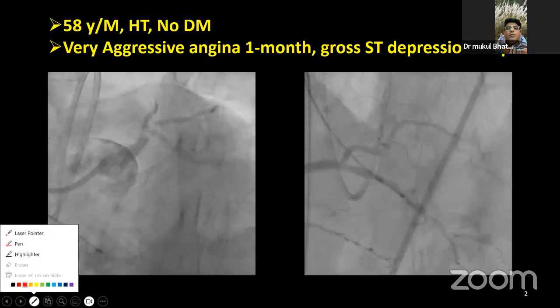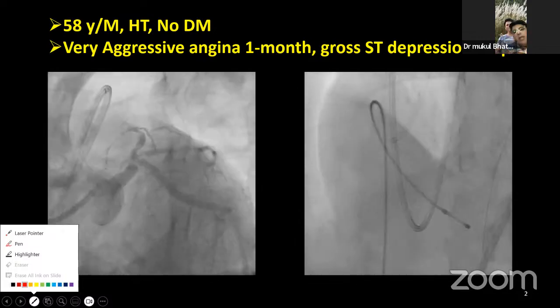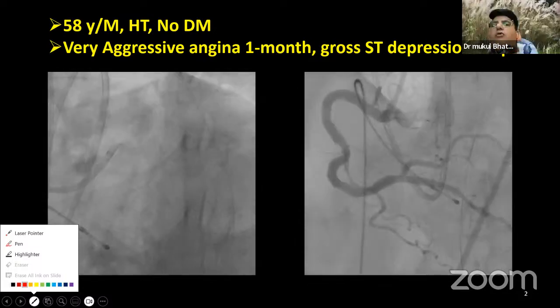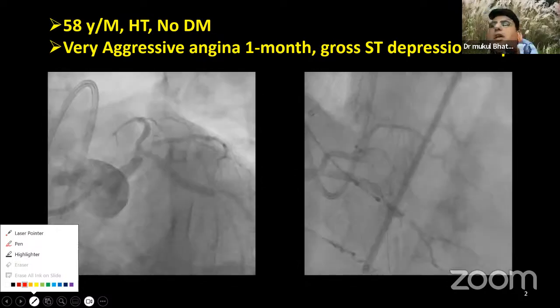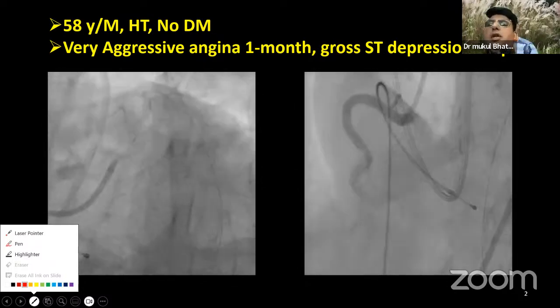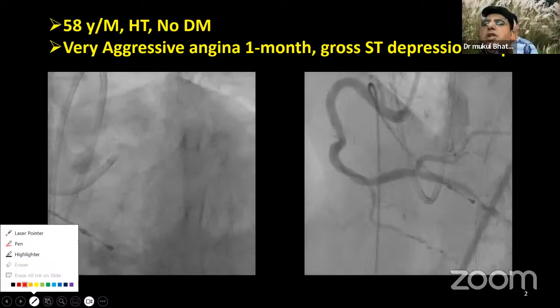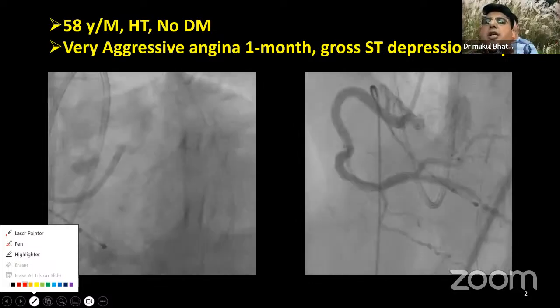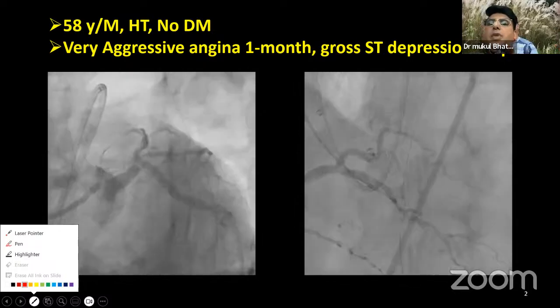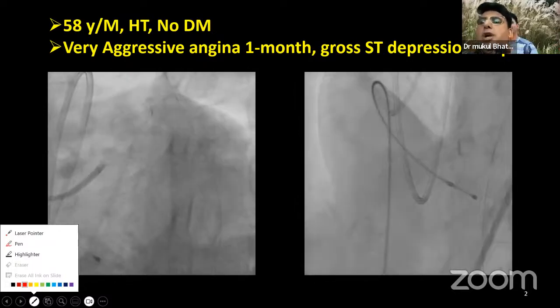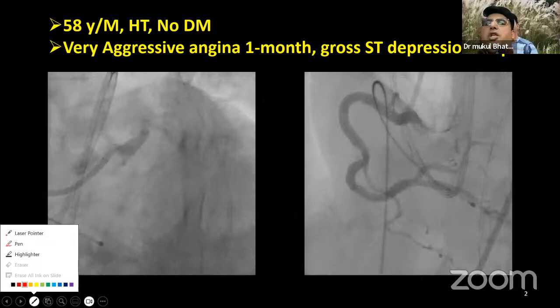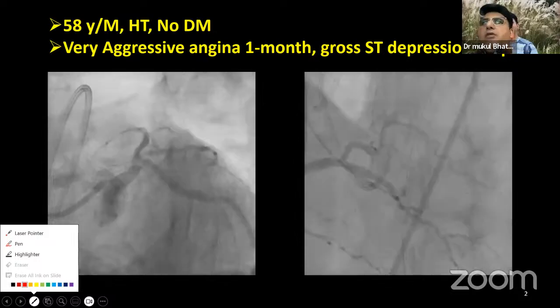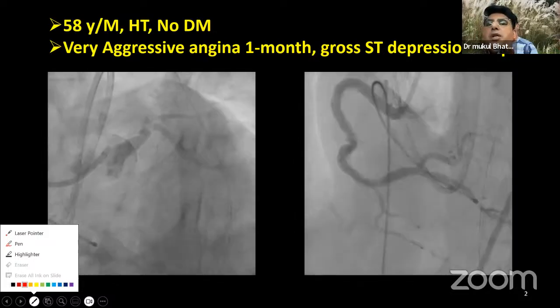Good evening, all. I think the case is very well presented and very well done. Dr. Hiramat has already explained the doubt which I also had between IVL and orbital atherectomy. If he can put some more light on how to decide when to go for IVL and when to go for orbital atherectomy.